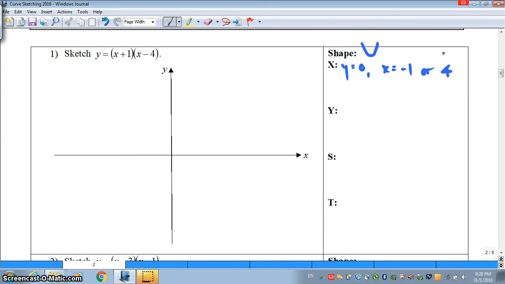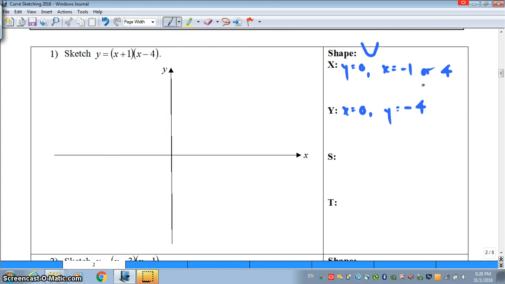Next, the y-intercept, meaning x is equal to 0. Substitute x is equal to 0 into the expression, and you will get y is equal to 1 multiplied by negative 4. In this case, we will get negative 4.